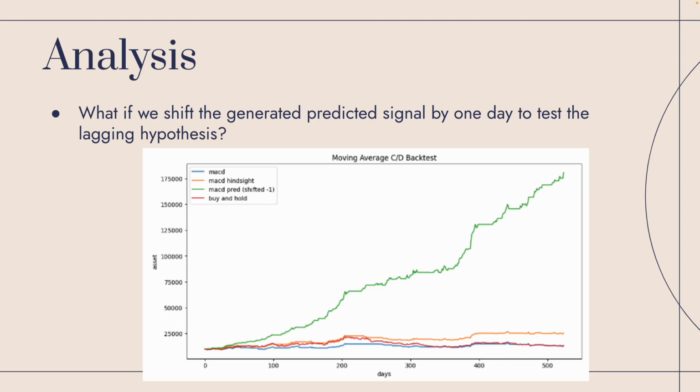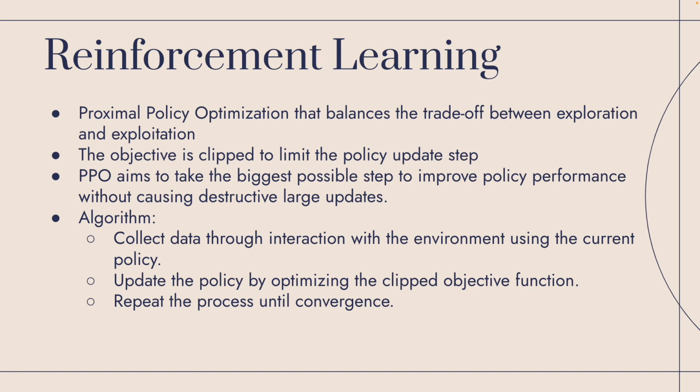To validate the hypothesis that the signals are still lagging, we shift the predicted signal by just 1 day forward and trade using the same long-only strategy. Astoundingly, we observe that the returns from the generated signals are way higher than all the other benchmarks. To resolve this issue of lag, we hypothesize a lag accounting reinforcement learning agent that's able to anticipate the crossover of MACD and signal lines and trade before the actual crossing.